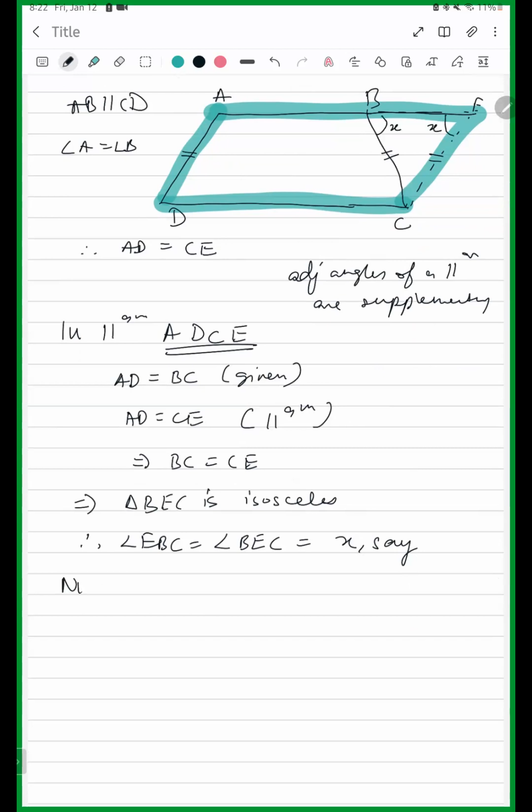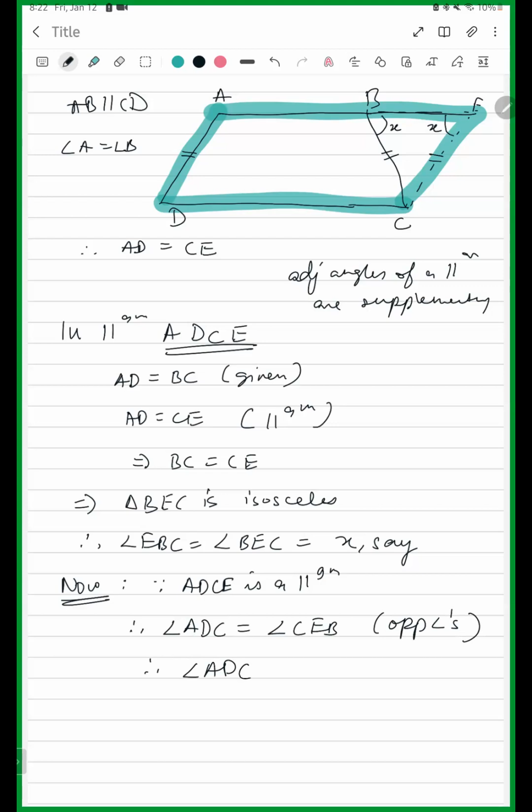Now, since ADCE is a parallelogram, therefore angle D, or you can say angle ADC, will be equal to angle CEB. So therefore, you can say opposite angles of a parallelogram. Therefore, angle ADC is equal to X.